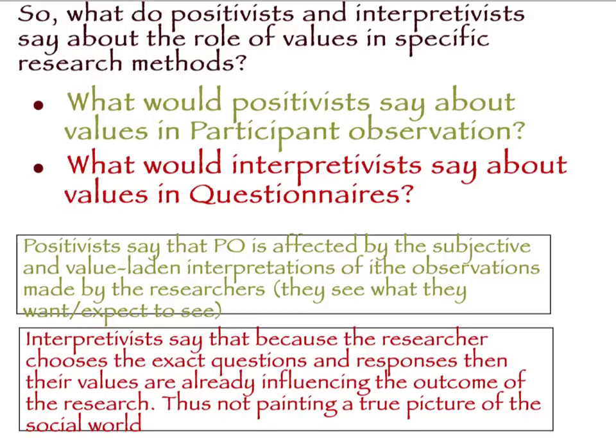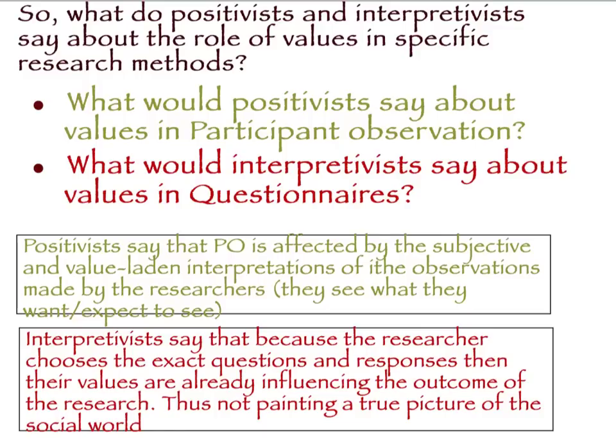So what would positivists and interpretivists say about the roles of values in specific research methods? Well, positivists would be highly critical about values in participant observation. They would say that participant observation is affected by the subjective, value-laden interpretations of the observations made by the researchers. Basically, they see what they want to see or expect to see.